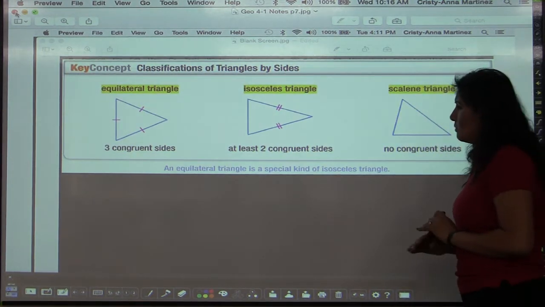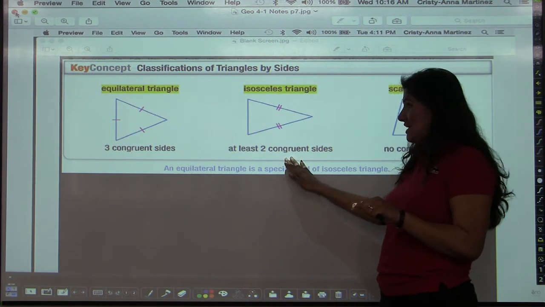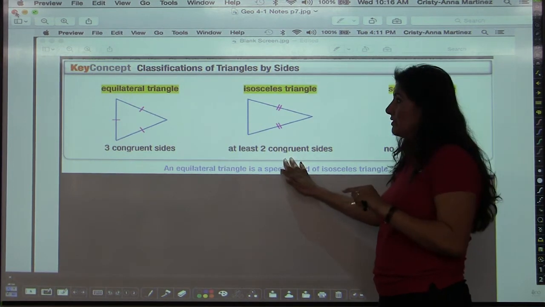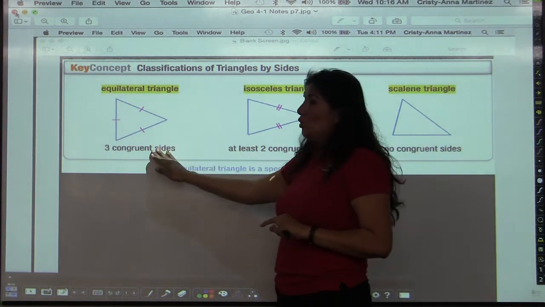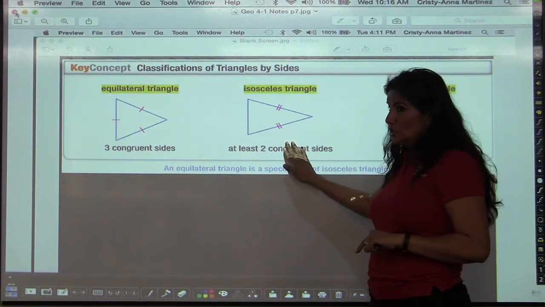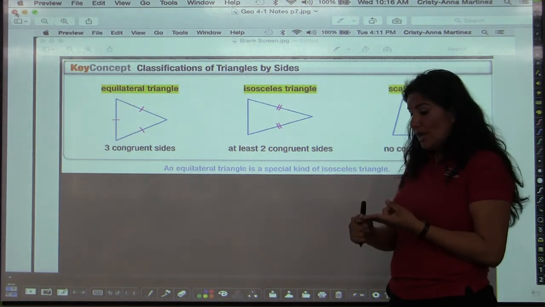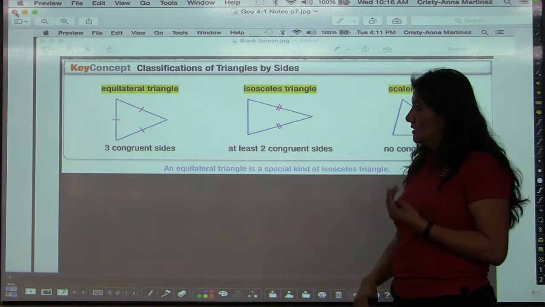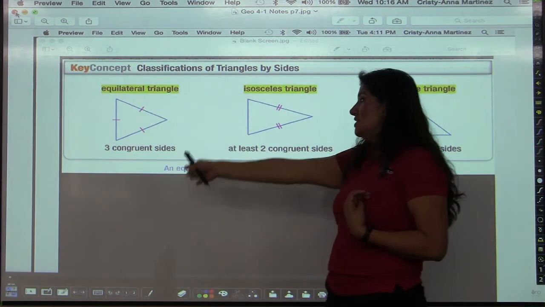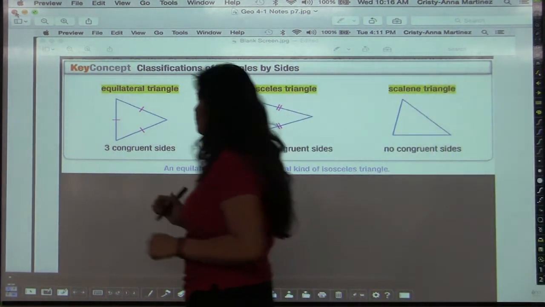So I want to focus one more time on this statement right here. A lot of people think that isosceles means it has to have just 2 congruent sides. Technically, an equilateral triangle can be considered an isosceles triangle because an isosceles triangle has to have at least 2 congruent sides. So it can have 2 congruent sides or it could have 3 congruent sides. And since an equilateral triangle has 3 congruent sides, it qualifies as an isosceles triangle as well. So those are our classifications for sides.